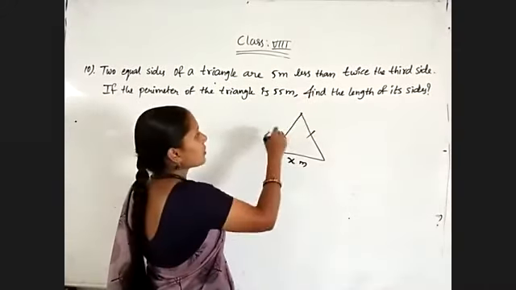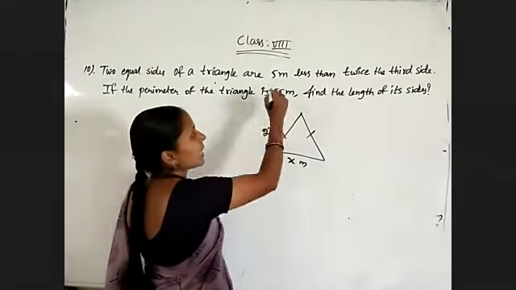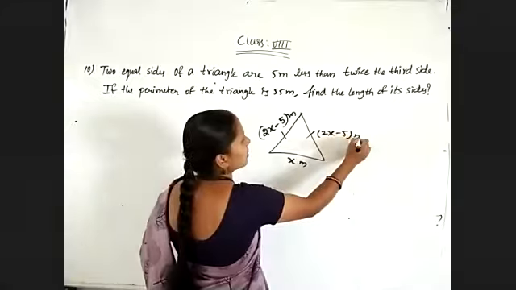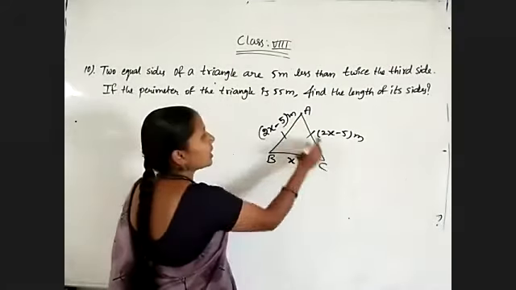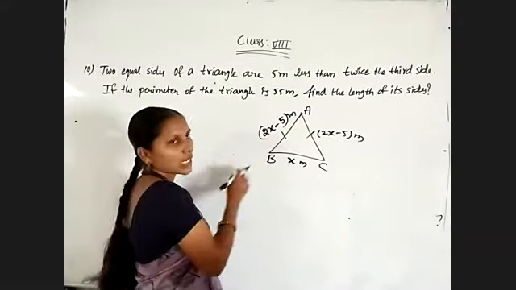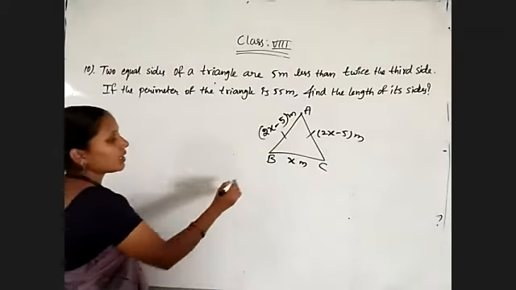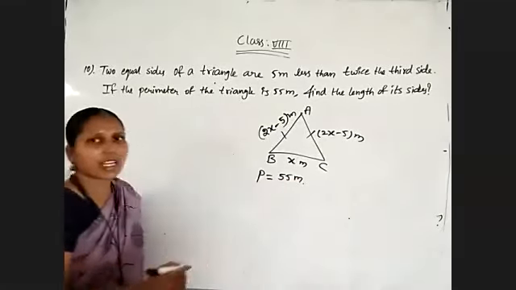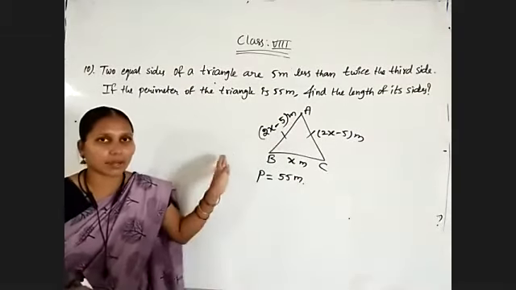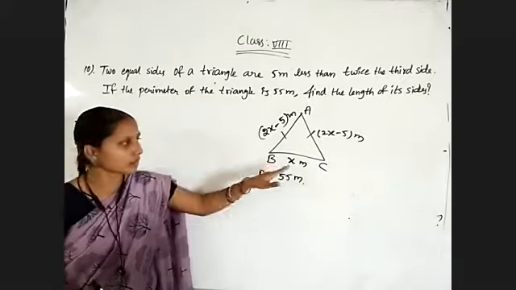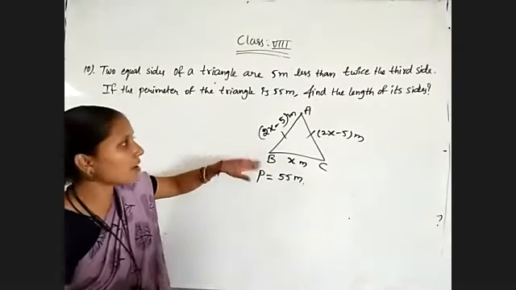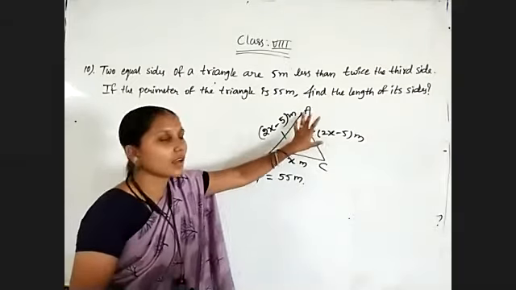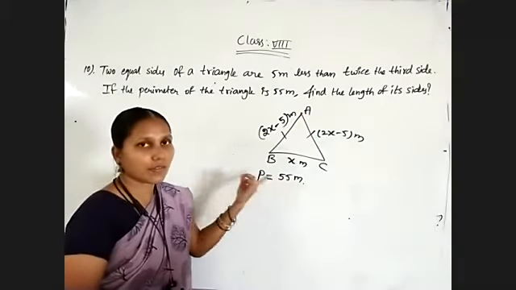Third side length is x meters. Twice the third side is 2x. Less than means minus 5. So these two sides are 2x minus 5 meters. So in triangle ABC, AB and AC are equal sides, isosceles triangle. Now, the given perimeter of this triangle is equal to 55 meters. Perimeter of any figure is nothing but the total length of the boundary. That means it is a triangle, so the sum of all its sides. How many sides are there? 3 sides. AB plus BC plus CA will be equal to 55 meters, as given in the question.